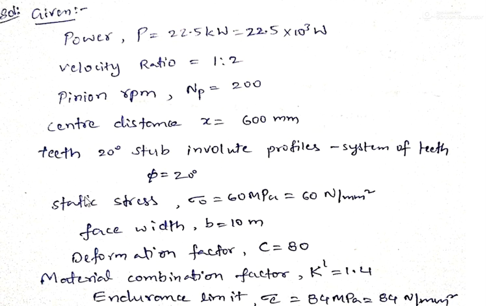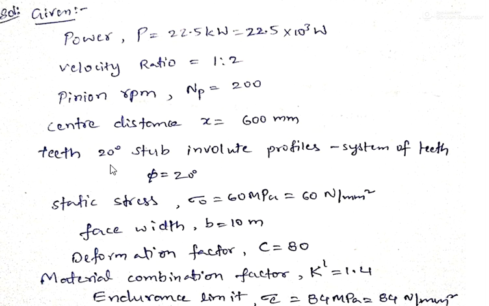So, if you see here the given data we have written here, the power is given, P is 22.5 kilowatts, that is if you convert into watts it is 22.5 into 10 to the power of 3 watts. Velocity ratio is given 1 is to 2, RPM of the pinion is given, let us say NP is 200, center distance is given, let us say x is equal to 600 mm and the system of teeth of gear is given 20 degrees stub involute profile.